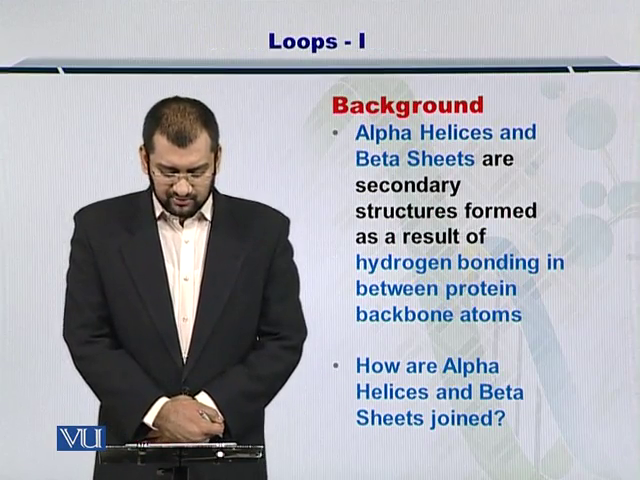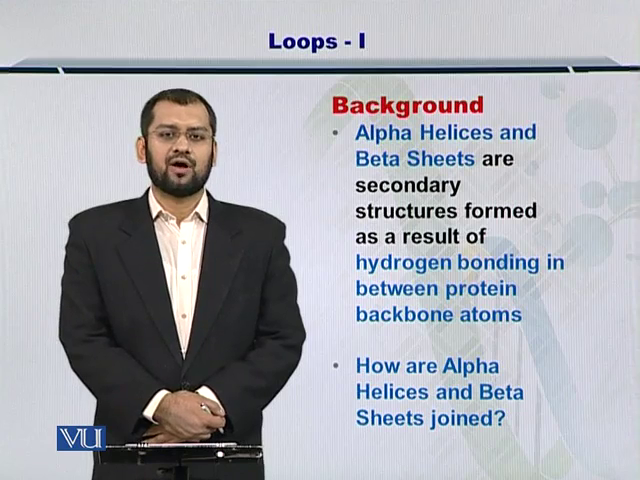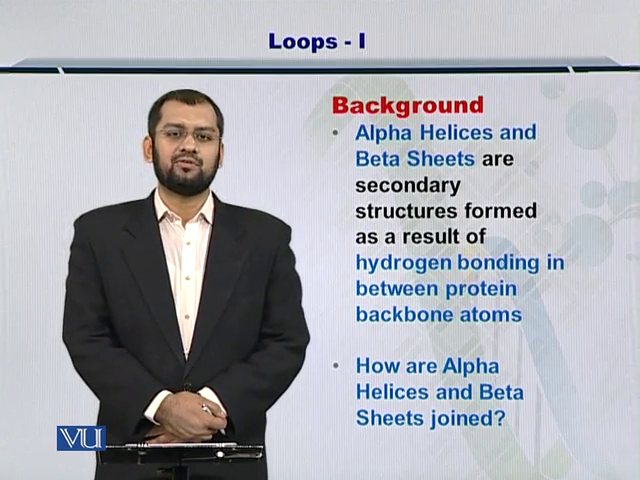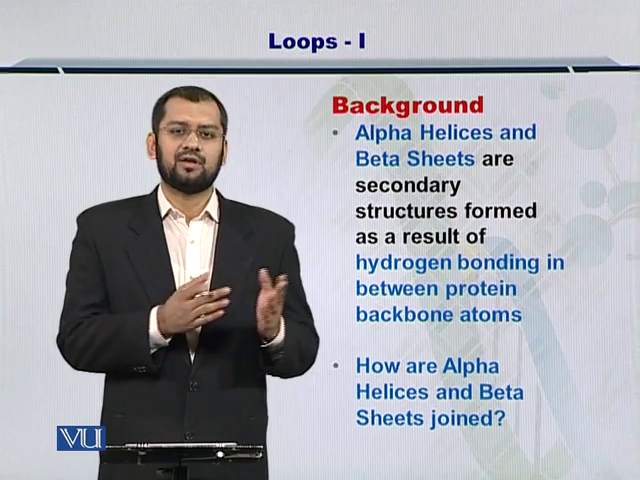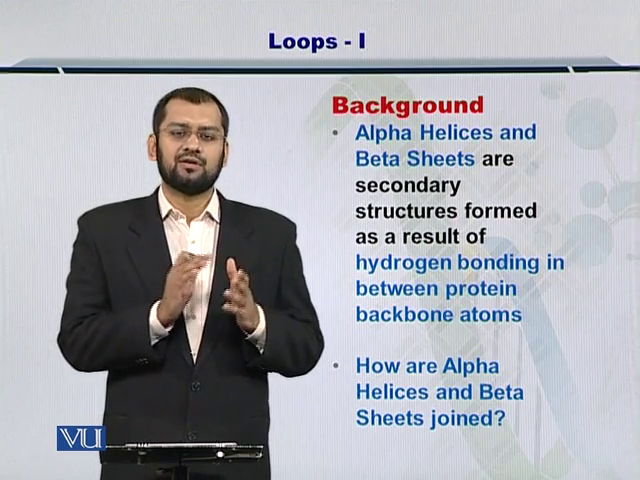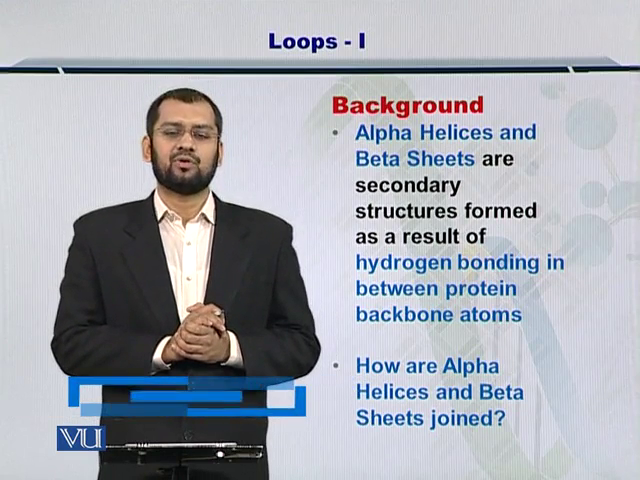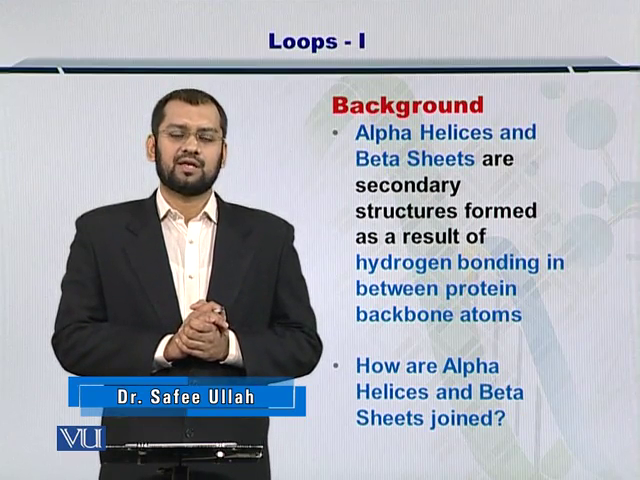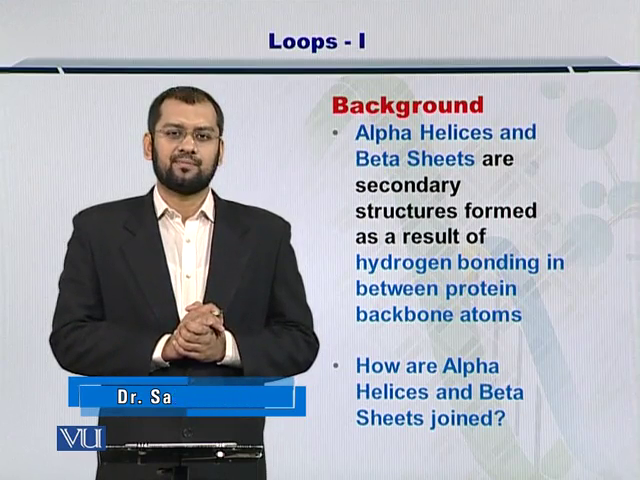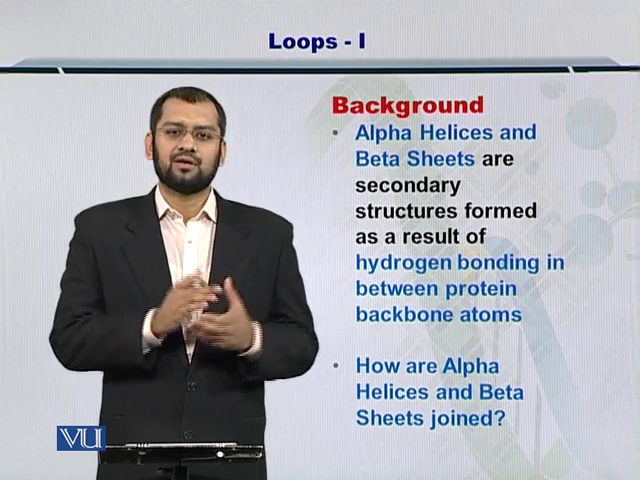You know that the alpha helices and beta sheets are the secondary structures and are formed as a result of hydrogen bonding between the backbone C terms and N terms of a protein. Now, if a protein backbone is forming alpha helices and beta sheets, then there are certain regions within the backbone that are not participating in the alpha helix or the beta sheet formation. What will happen in such a case to those portions? Will they remain unstructured or will they take form of some other secondary structure?